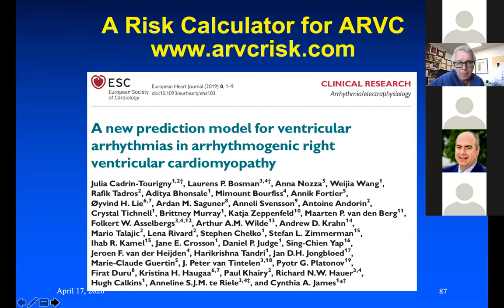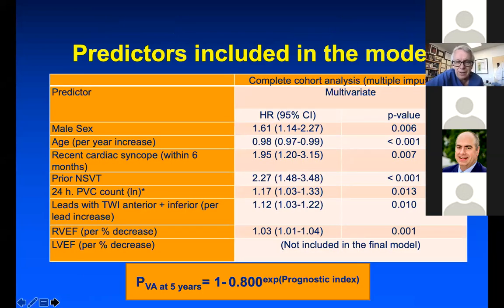Now, our latest big contribution to this was made by Julia Cadrin-Tourigny from Montreal, who came to work with us for 2 years and put together this beautiful prediction model, sort of an app for risk in ARVC. We worked with about 5 different ARVD registries to create a cohort of about 500 patients. The predictors in our model were male gender, men higher risk, and age. You're actually higher risk if you're younger than if you're older.